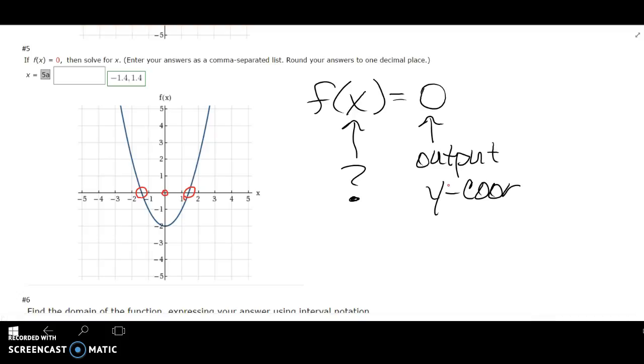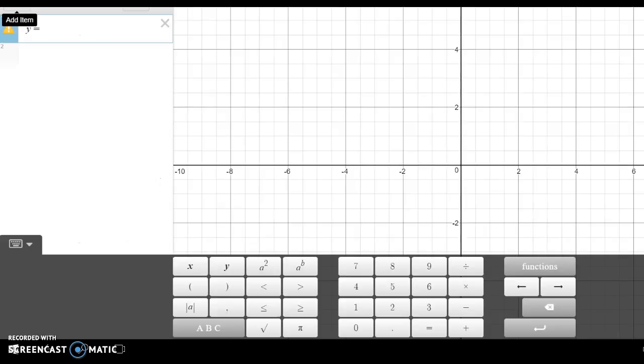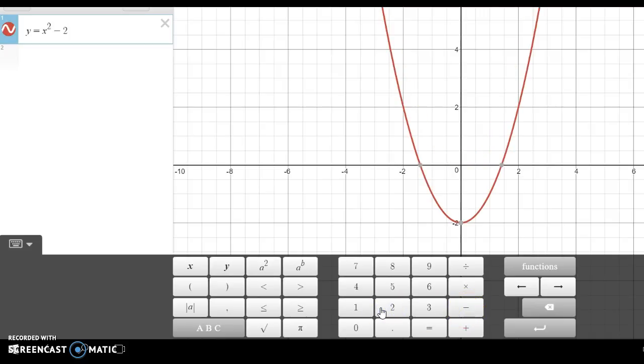I'm going to switch over to my online graphing calculator that I like to use, and I can use kind of like a trace feature. In order to use my online graphing calculator, I have to be able to put in an equation. So I see that it's a U shape, so that tells me it's x squared, okay, but my graph is shifted down 2, so I've got to throw in a minus 2. Now my graph matches my given graph, and now I can look and see what those values are.